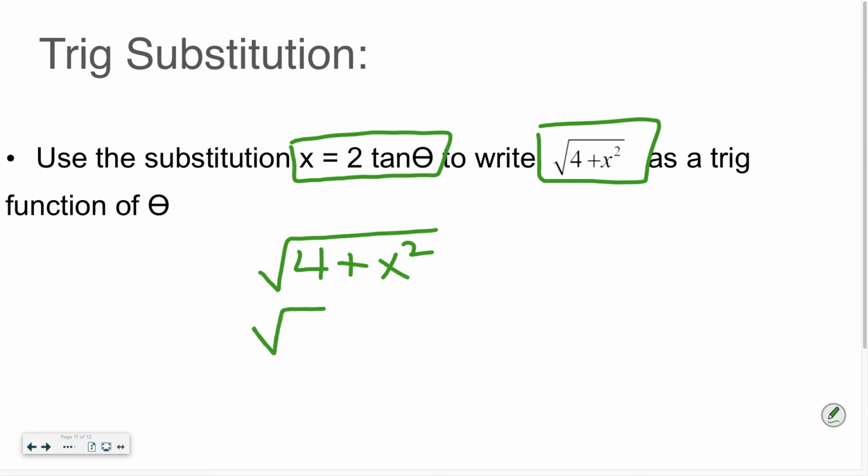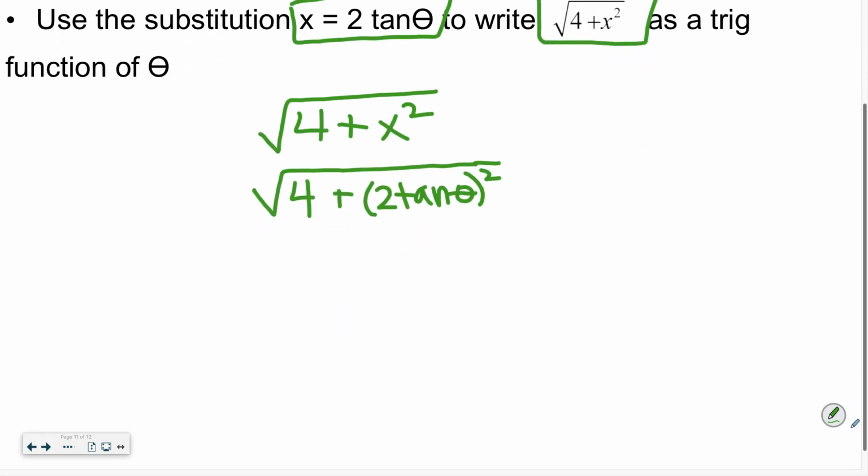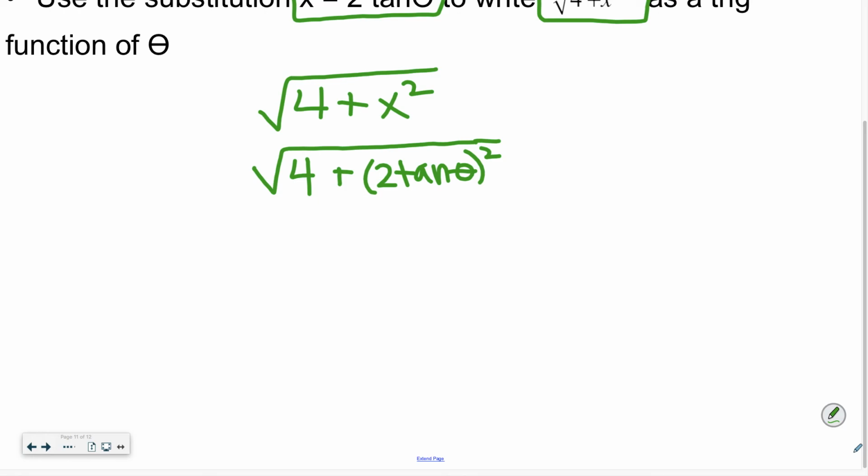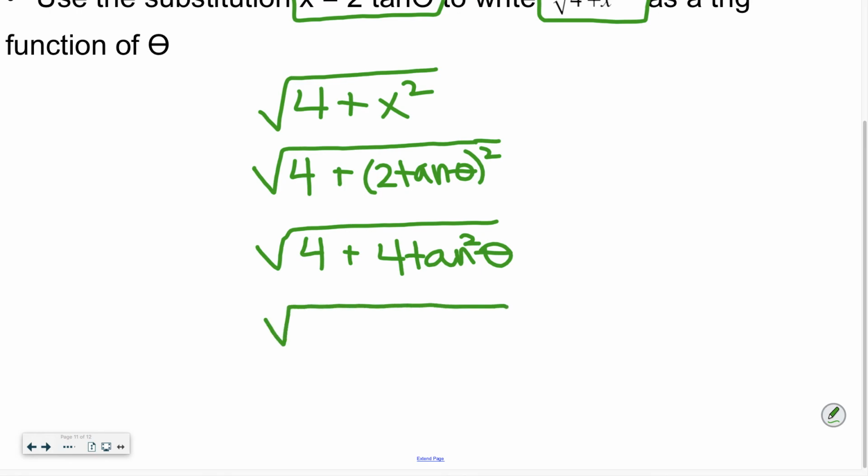So if x is the same as 2 tangent theta, then we can put 2 tangent theta in for x. Well, wouldn't that be the same thing as 4 tangent squared? What do both of these terms have in common? A 4. Now, since there is addition, I cannot take a square root yet. It has to be multiplication or division. So what we can do is we can factor out the 4.